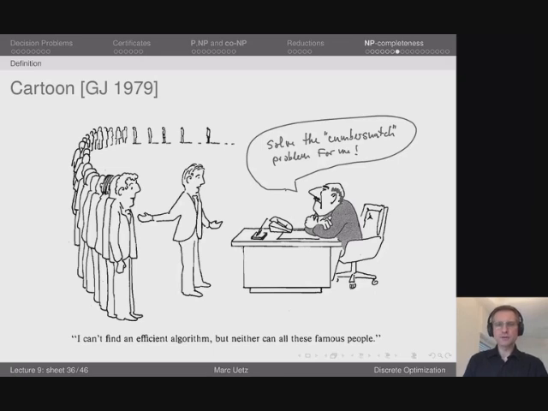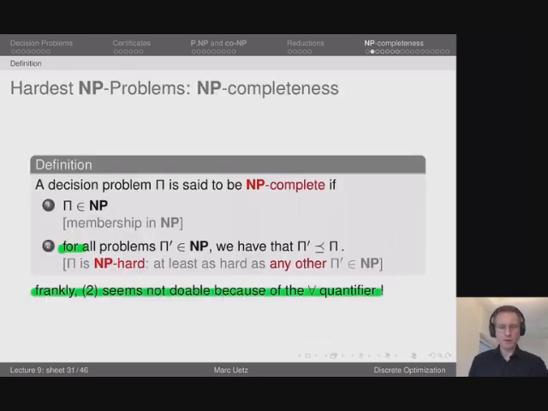But let me come back to the definition of NP completeness once more, in particular to this for all quantifier here, since this for all quantifier seems to make this definition totally impractical, right? In order to show that my Cumbersnatch problem here is NP complete, I would have to show that all the other NP problems reduce to my problem, and that's infinitely many. So how do I do that? And the answer to that question is, well, first of all, we need at least one NP complete problem in the first place, and then we use transitivity, and that does the job.